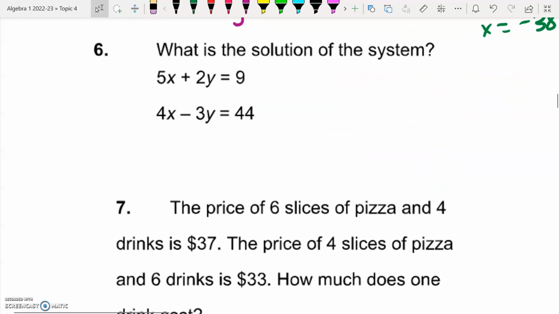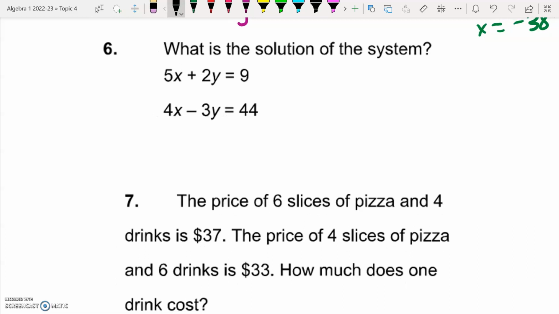Next one says, what's the solution to the system? Again, it's probably set up for elimination just because they're both in standard form. But notice this one's not as easy to start off with elimination. You have to multiply the equations. To me, the y's are easier just because one's a positive, one's a negative already. So I'm going to multiply this one by 3.